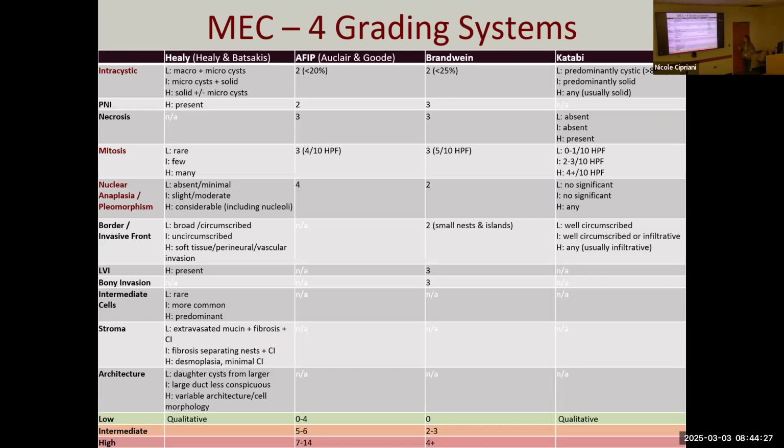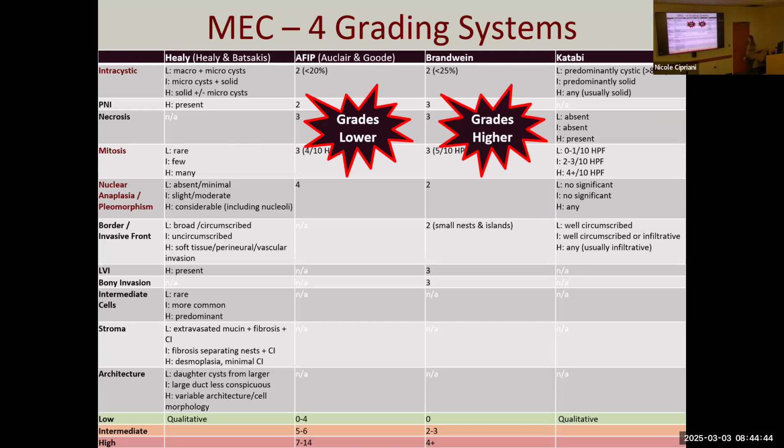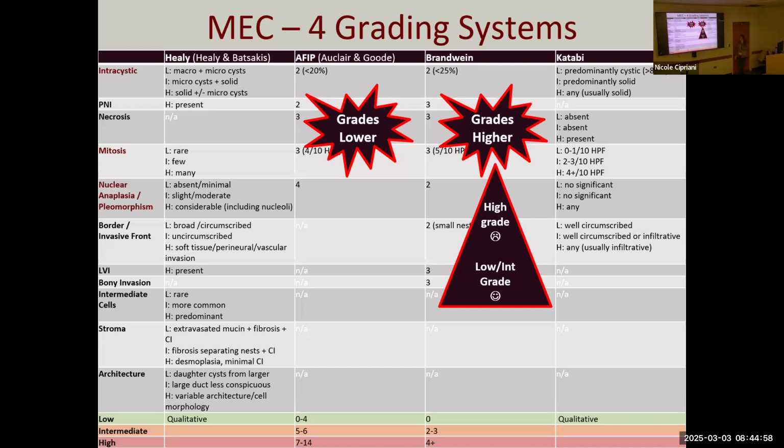There are four published grading systems for mucoepidermoid carcinoma, some of which are quantitative, some of which are qualitative, but all of which might grade differently. When we've looked at these grading systems, the AFIP system grades lower, the Brandwein system grades relatively higher, and these two on the periphery are somewhat in between. Every one of them has a low, an intermediate, and a high grade outcome. The problem is the clinicians don't like intermediate because they don't know whether to treat it with local excision like a low grade or with neck dissection like a high grade. So we try to push it into a low or a high when we can.